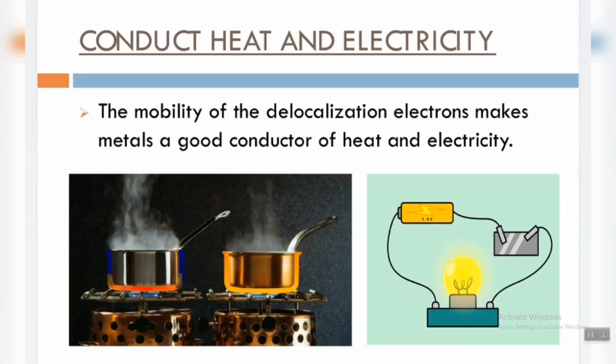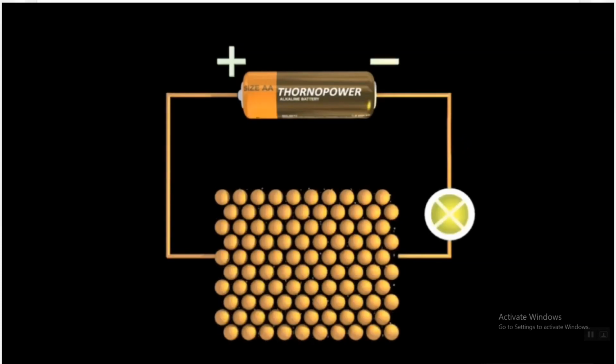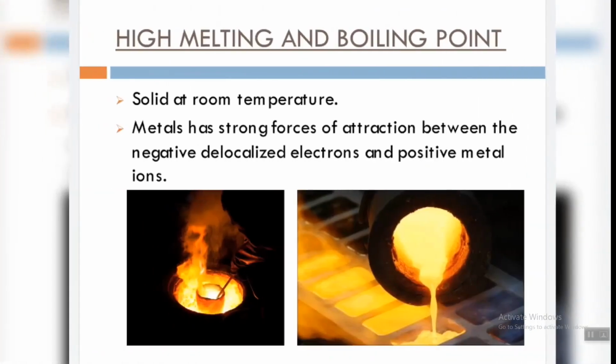For conducting heat, if metals are heated, the delocalized electrons in the sea of electrons absorb heat energy and it will increase their vibrational motion. Thus, delocalized electrons allow heat transfer. Next, metals have high melting and boiling points.